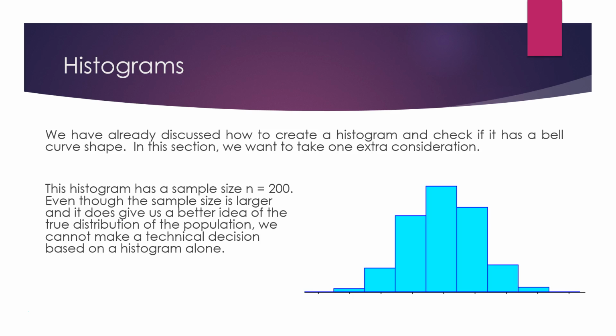On this other slide, however, let's suppose the same histogram was the result of a sample size of 200. Even though the sample size is larger, we're not 100% certain until we've run a test, and even then we're not completely certain, at least not 100%. This is definitely better evidence that our population is normally distributed.